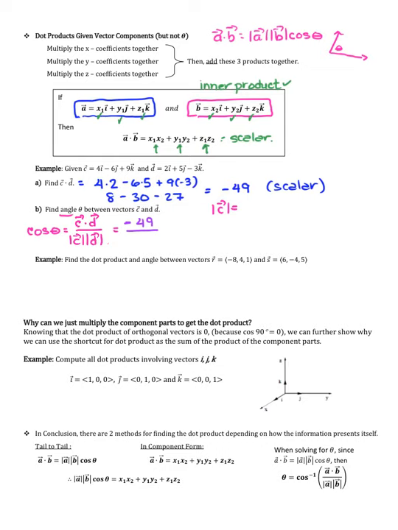We need to find the magnitude of C. Again, that's just the Pythagorean theorem. So 4 squared plus 6 squared plus 9 squared, and it's going to be the square root of 133.